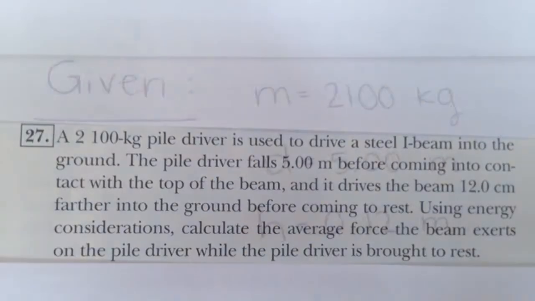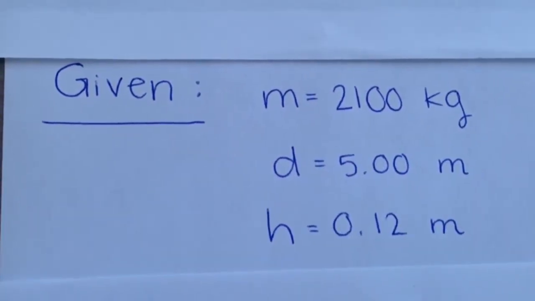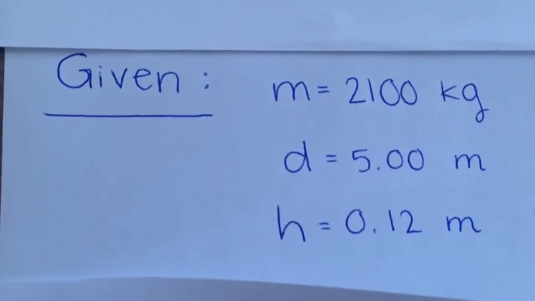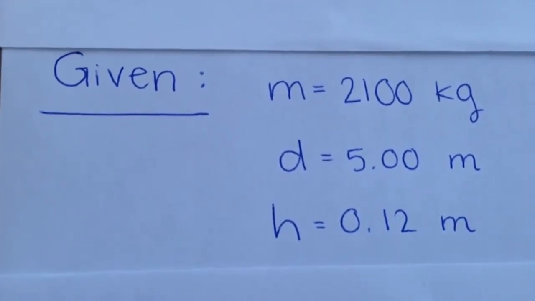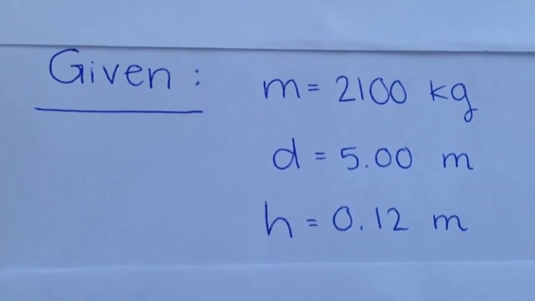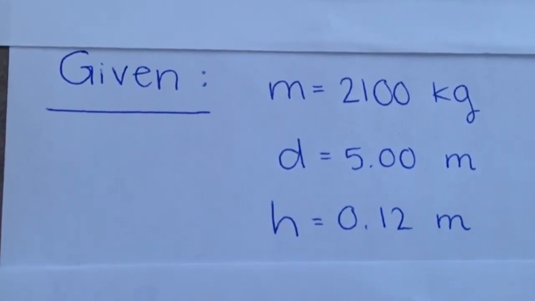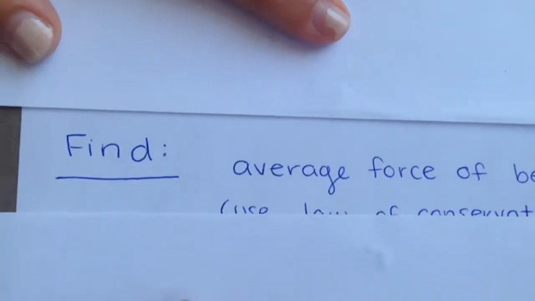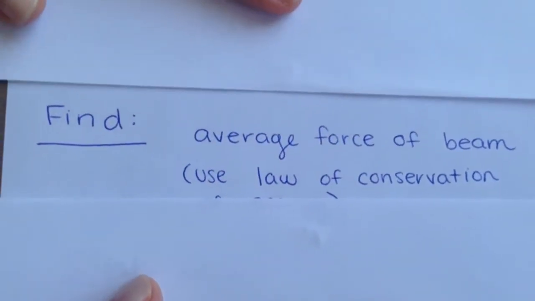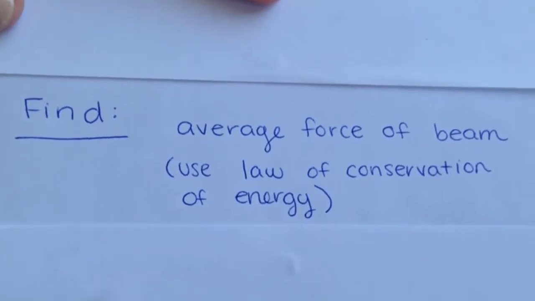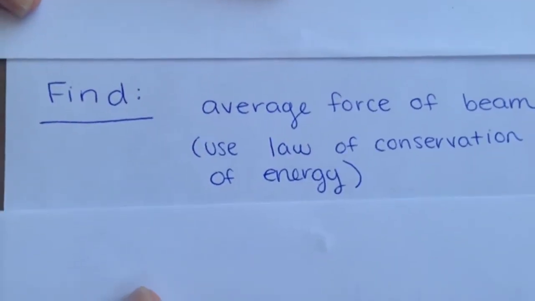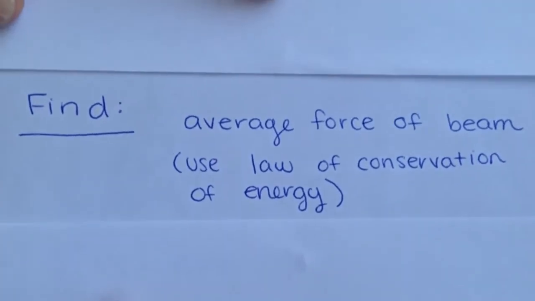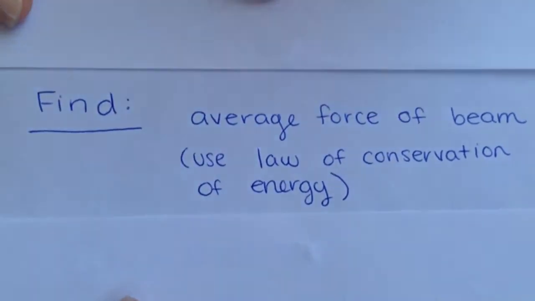In this problem, we're given the mass of the pile driver is 2,100 kilograms. The distance the pile driver falls before it hits the beam is 5 meters, and the height that the beam is pushed down is 0.12 meters. And we're asked to find the average force of the beam, and it gives us a hint to use the law of conservation of energy. So as the pile driver hits, the beam exerts a force on it as well.